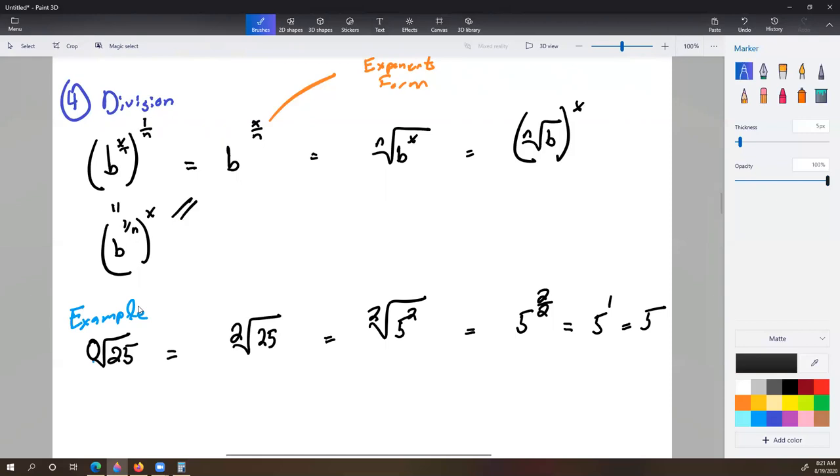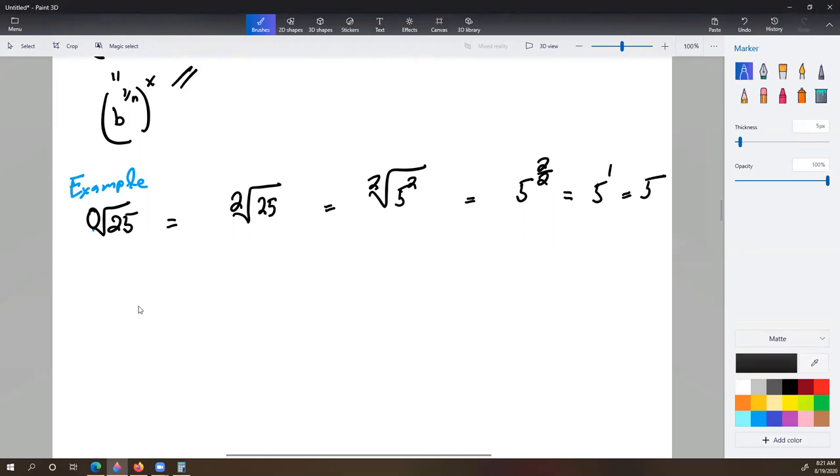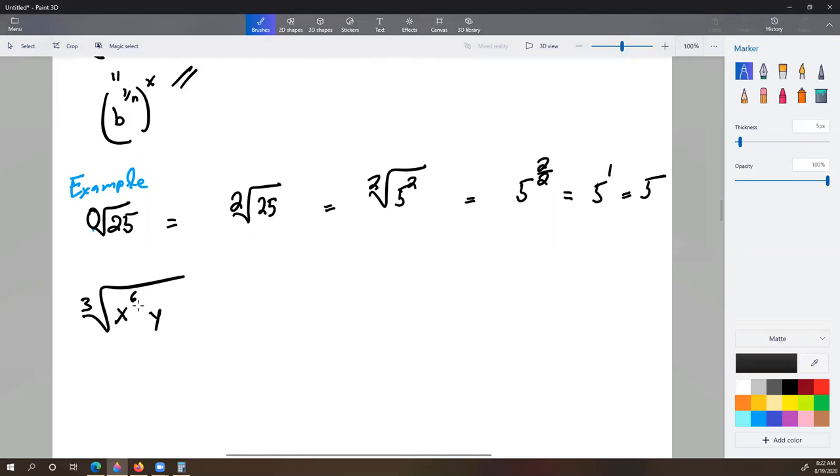Now, just like with the multiplication rule, if you have two things multiplied by each other and you raise it all to an exponent, you have to distribute it. We can do the exact same thing here. We're going to start with letters, and then we'll introduce numbers. But let's say we have the cube root of x to the 6th and y to the third power, y cubed.